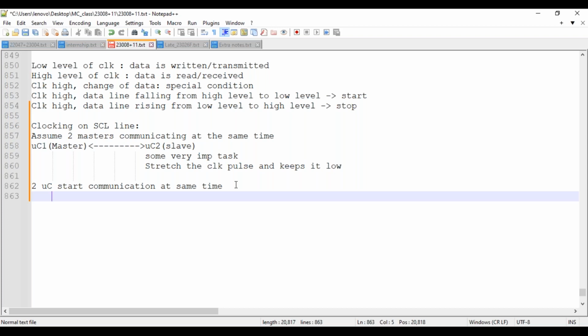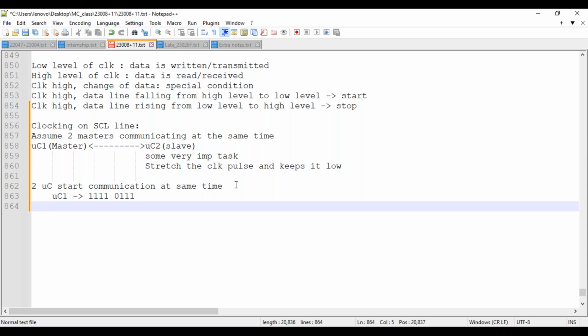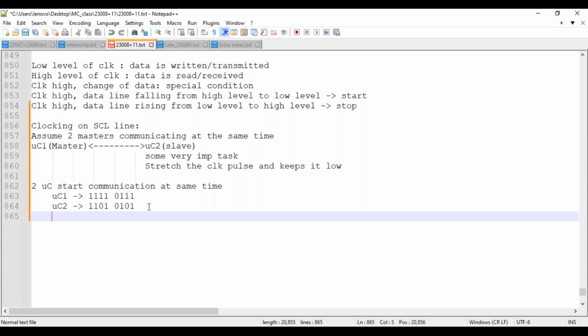Now, who is going to win the bus is a question, and that depends on the data being transmitted. Assume microcontroller 1 has data like 1111 0111. This is what microcontroller 1 transmits. Microcontroller 2 has some other data to be transmitted, let's say 1101 0101. So this is the data microcontroller 2 will transmit.